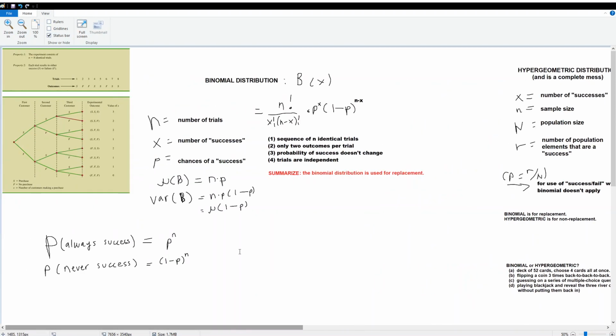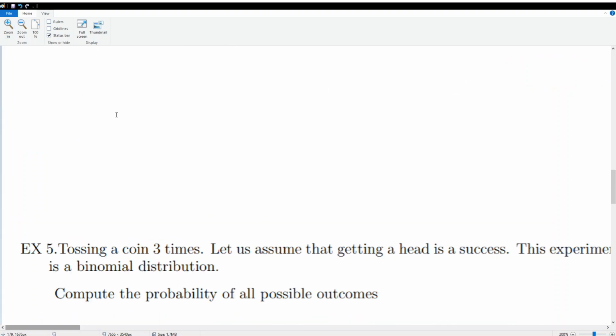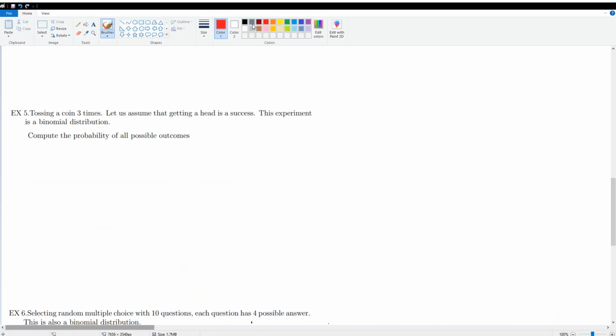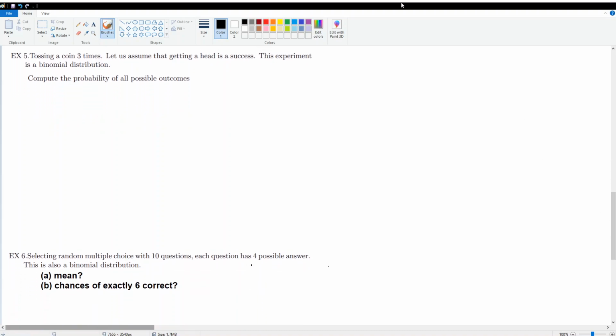So here, it can help to have a few examples. Example number 5, we're going to construct a probability distribution. You can do a tree diagram, you can do a table like with discrete probabilities. What I want you to do is do examples 5 and 6. Both of these are binomial. It doesn't ask you to do this, but you should ask yourself what makes it binomial. See if you can figure out where the replacement part is. And then I want you to do both of these, and we'll go over the answers.